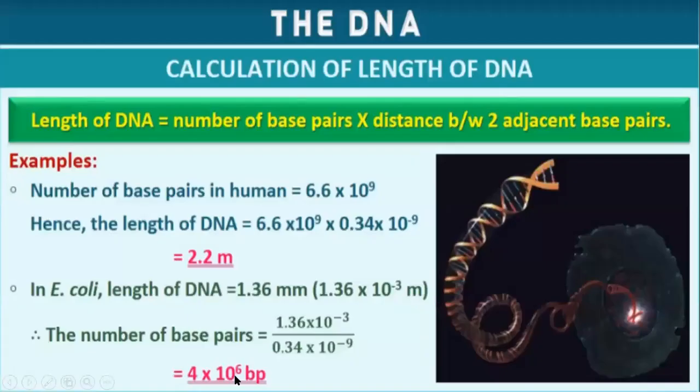So calculation of length of DNA: length of DNA is equal to the number of base pairs multiplied by the distance between two adjacent base pairs. The number of base pairs in human is 6.6 into 10 raised to 9. Hence the length of DNA is 6.6 into 10 raised to 9 into the distance between two base pairs, that is 0.34 into 10 raised to minus 9, which is equal to 2.2 meters. In the same way, we are calculating the length of DNA and the number of base pairs in the case of E. coli. Okay, fine.